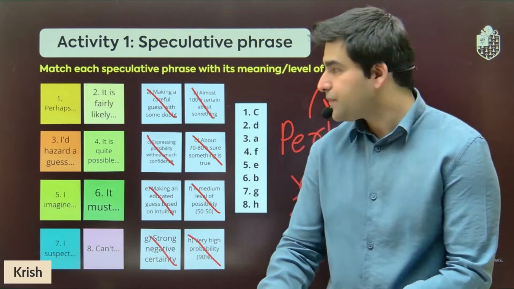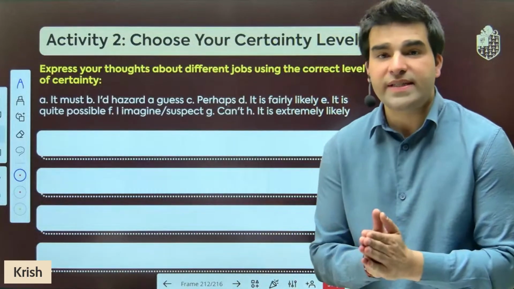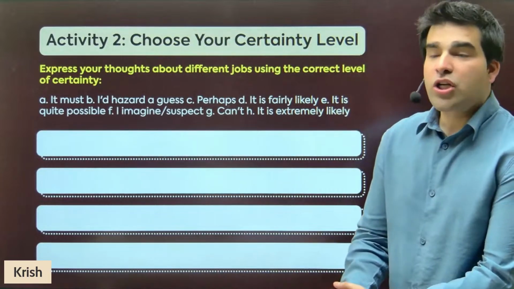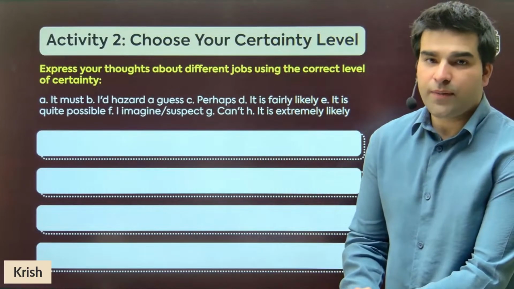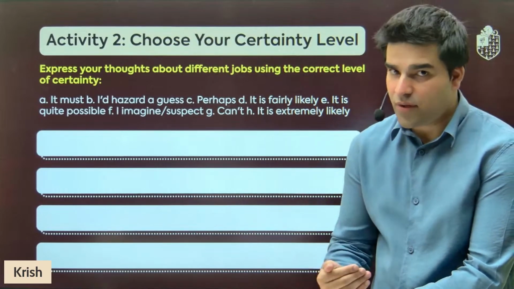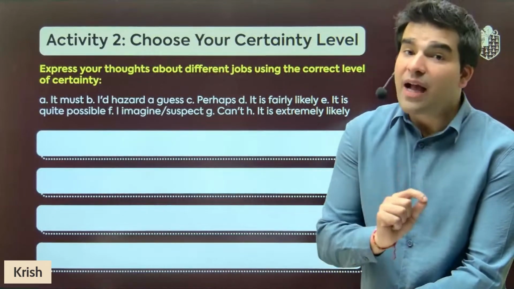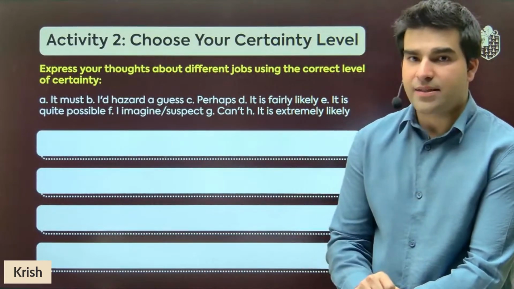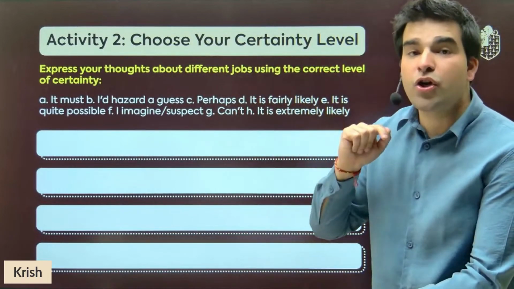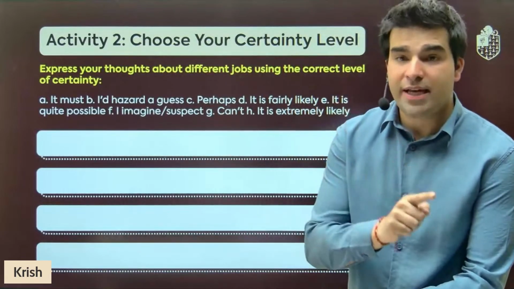So let's get going. Activity number 2 is in front of us. Please have a look. What is the game? Let's understand the game first. This game is called Choose Your Certainty Level. In this game, I will show you some sentence and the kind of certainty you have to show in that sentence. You have to use the phrases from A to H and let us know your answers in the comments section below.